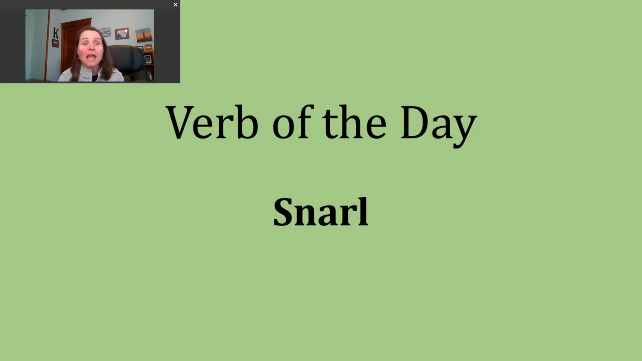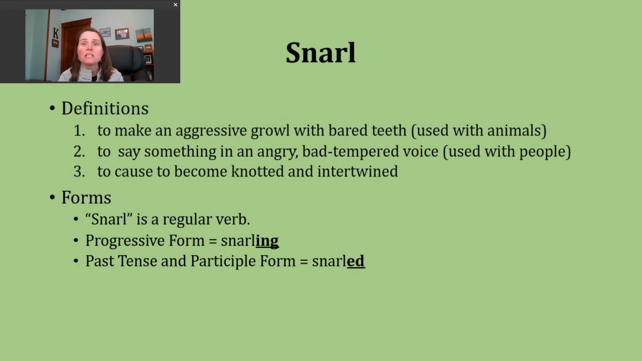Now, let's take a moment and review some of the definitions or the ways that we could use this verb. The first definition of snarl is more commonly going to be used to describe an action that animals would do, and this would be to make an aggressive growl, showing or baring its teeth. We might hear this used most commonly with dogs, but it could be used with other animals as well.